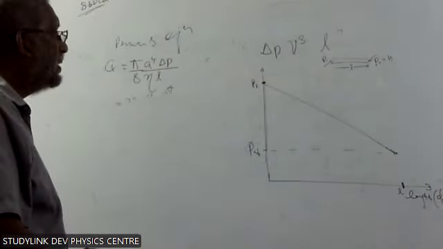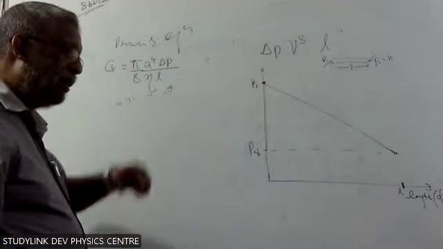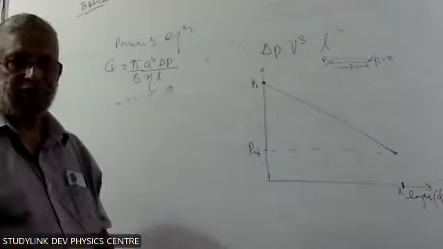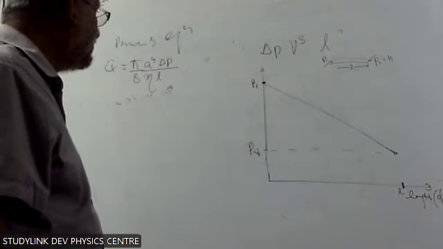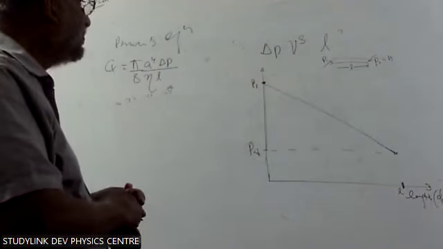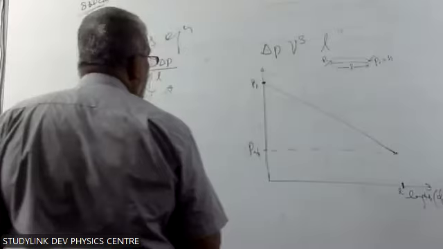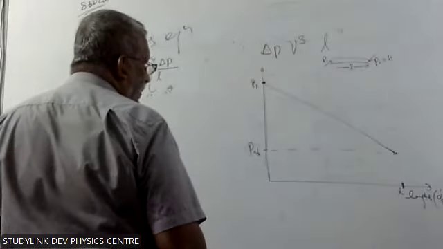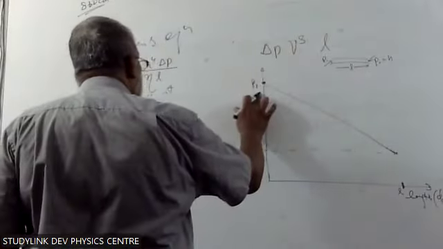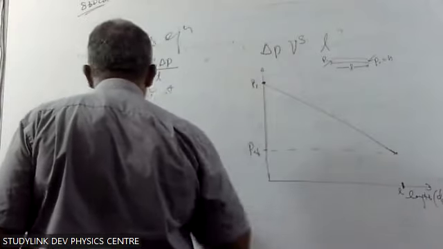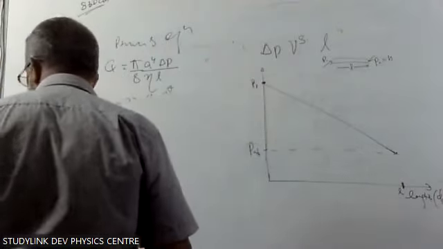This is actually the pressure gradient graph. Don't try to get anything from Poiseuille's equation, just get it from here. The reason is Q is not always the same. This is the length of the pipe, and the pressure difference comes like this: at the start it is P1, at the end it is P2. This difference is P1 minus P2.